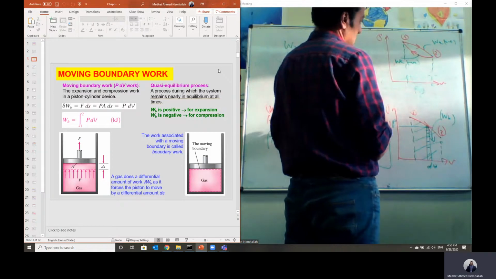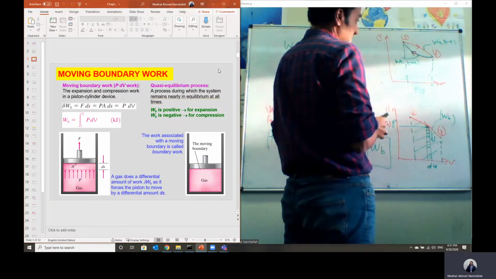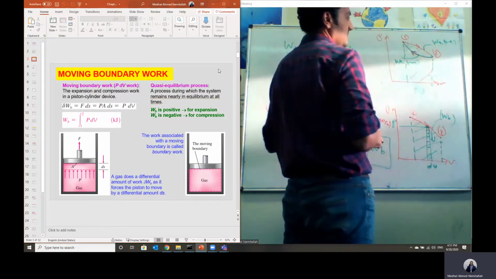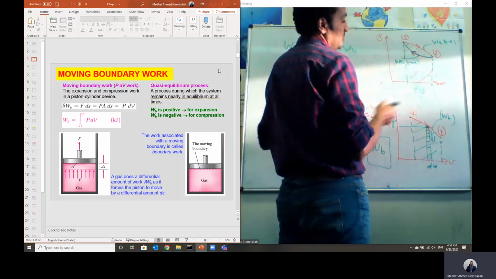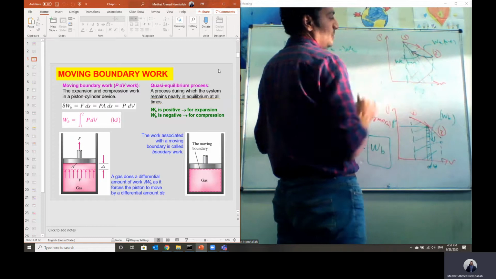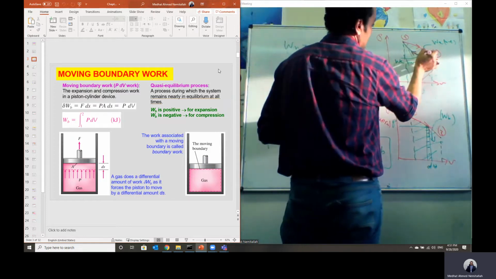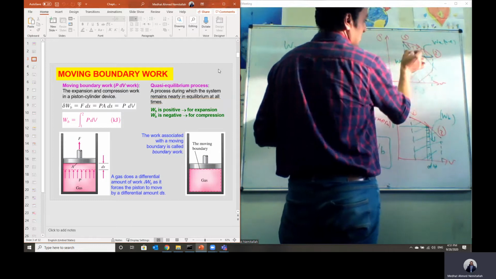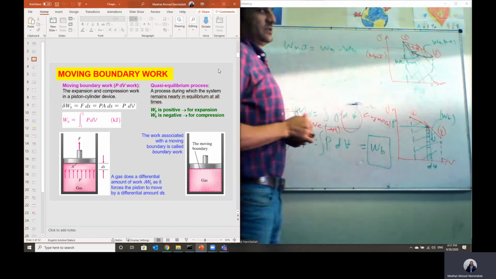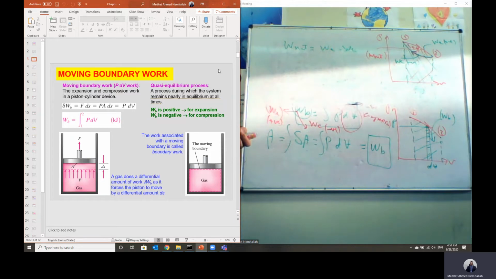This is the compression process, and the red is the expansion process. The work for the expansion is the area under the curve. The work for the compression is just this area, and it has a negative sign. So negative will go with the positive. Then this area here, between the two curves, represents the net work of this cycle, which is the difference between the expansion work minus the compression work.